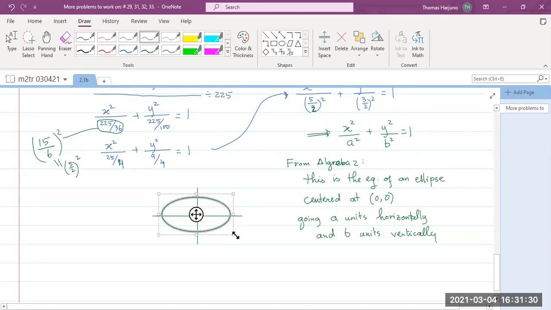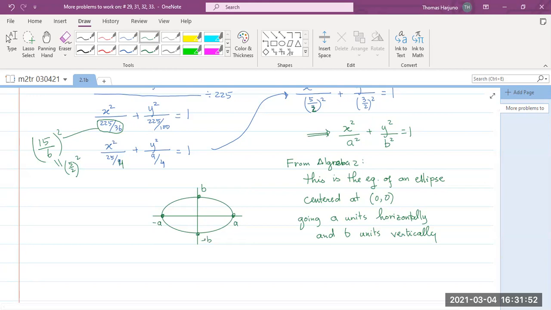Okay, center at origin, but then you go A units to the left, right, and B units up, down. That's what it looks like. Okay, that gives us an ellipse.